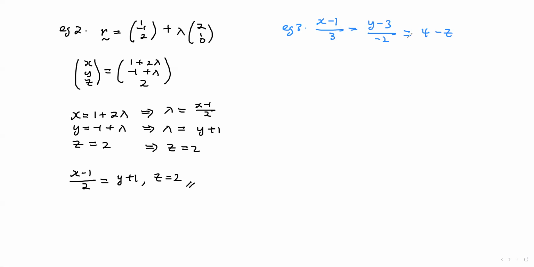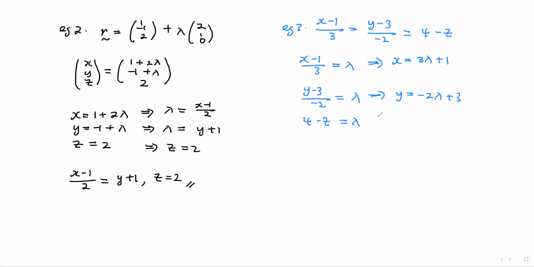You realize that there's no comma here, right? So each of them is equal to lambda. So (x minus 1) over 3 equals lambda, right? And (y minus 3) over negative 2 is equal to lambda. Okay, and 4 minus z is equal to lambda. Okay, so what I'm going to do here is I'm going to make x, y, and z the subject. Okay, so x is equal to 3 lambda plus 1. Okay, and y would be equal to negative 2 lambda plus 3. Okay, and z would be equal to, well, 4 minus lambda. Okay, I can also say it's negative lambda plus 4 if you want.